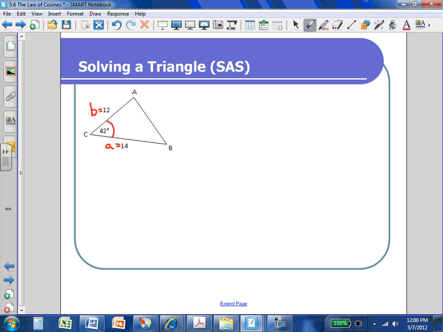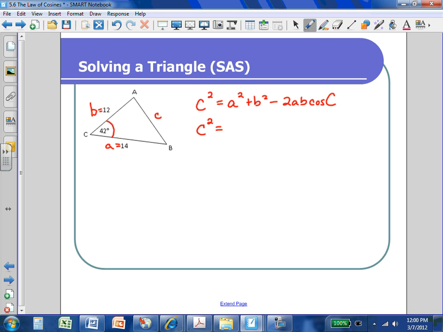Using the law of cosines, if I'm solving for a side, the side that I'm missing is side C. So I want to use C squared equals A squared plus B squared minus 2AB times the cosine of angle C. C squared is what we don't know, and everything else on the right-hand side I have.